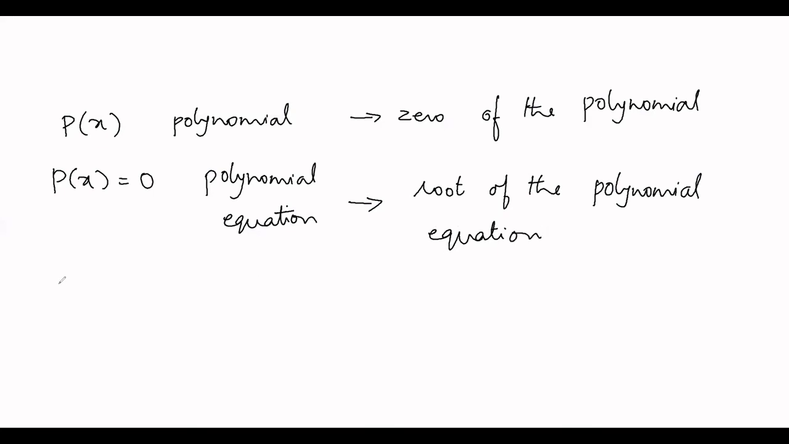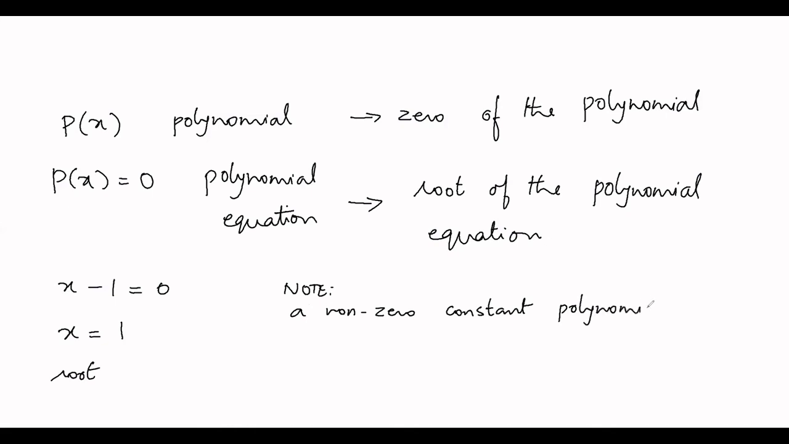Suppose I take the example x minus 1 is equal to 0, then this is a polynomial equation. In this case, it's a linear equation because the degree is 1. So x is equal to 1 is the root of the linear equation. So note here, a non-zero constant polynomial has no zero.